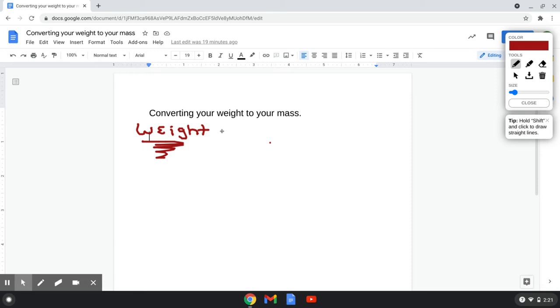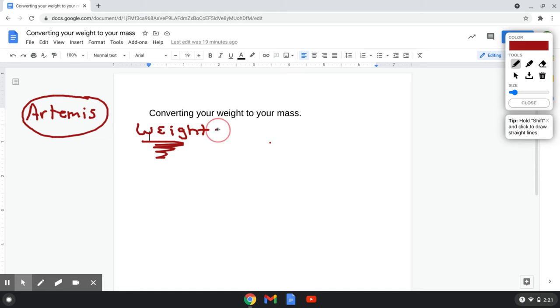But if you went to the moon, and there are people going to the moon, there's the Artemis program. Artemis was the sister of Apollo. That's happening in a couple of years. Those people will be on the moon, and their weight will be different, but their mass will not be.